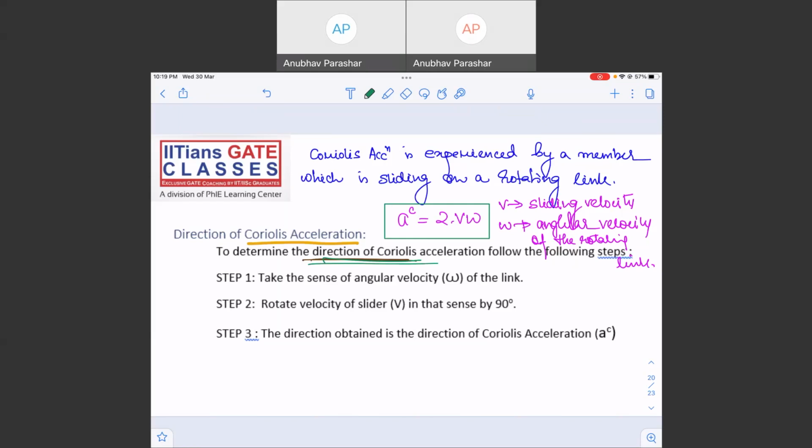It could be clockwise or it could be anti-clockwise. Then we will rotate the velocity vector of the slider by 90 degrees in the sense of angular velocity. For example, if the angular velocity is clockwise, we'll rotate the direction of velocity of the slider by 90 degrees clockwise, or vice versa. The direction obtained is the direction of Coriolis acceleration.